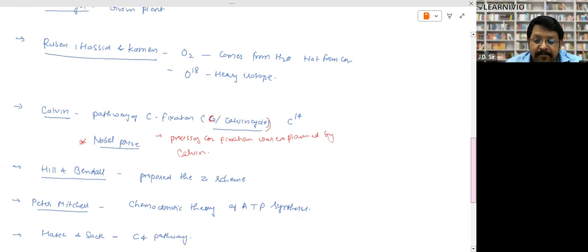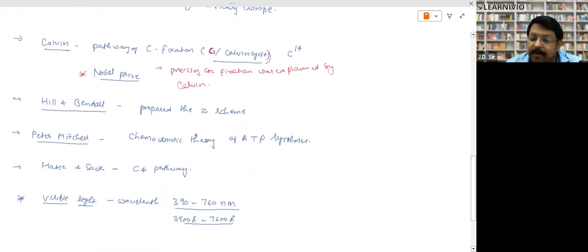Hill and Bendall proposed the Z scheme. We will discuss the Z scheme in this chapter. Peter Mitchell gave the chemiosmotic theory of ATP synthesis. This question has been asked. Who gave it? Mitchell gave the chemiosmotic theory, which explains how the formation of ATP takes place, right? Hatch and Slack discovered the C4 pathway.